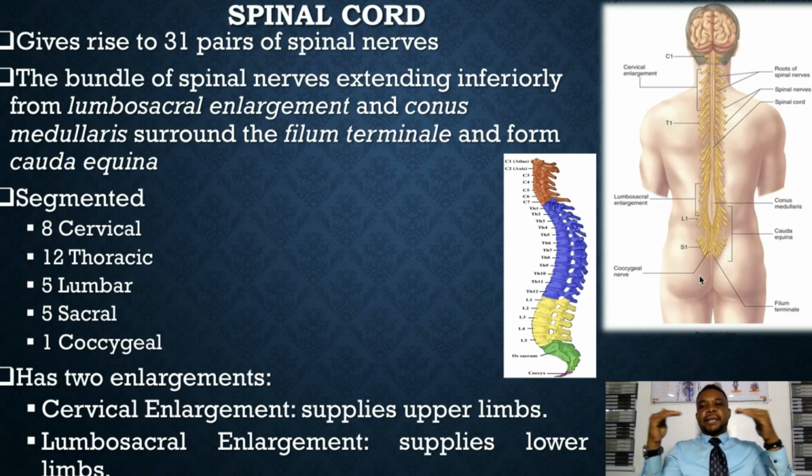The superior or cervical enlargement gives rise to the brachial plexus. The brachial plexus innervates the entire upper limb. The inferior, lumbosacral enlargement, the lower enlargement, gives rise to the nerves of the lower limb and part of the pelvic perineum.